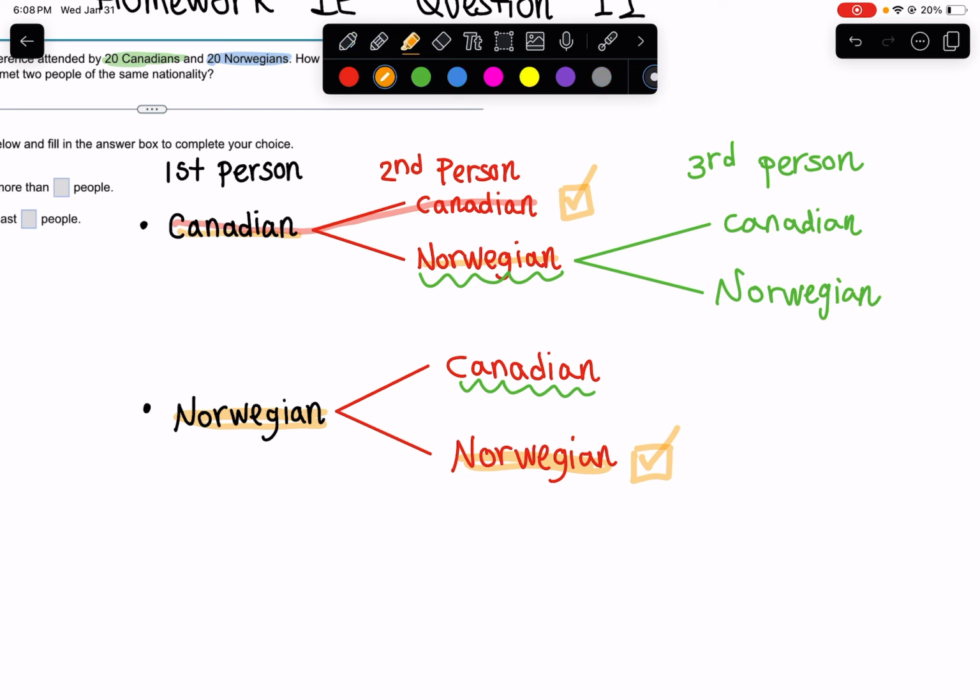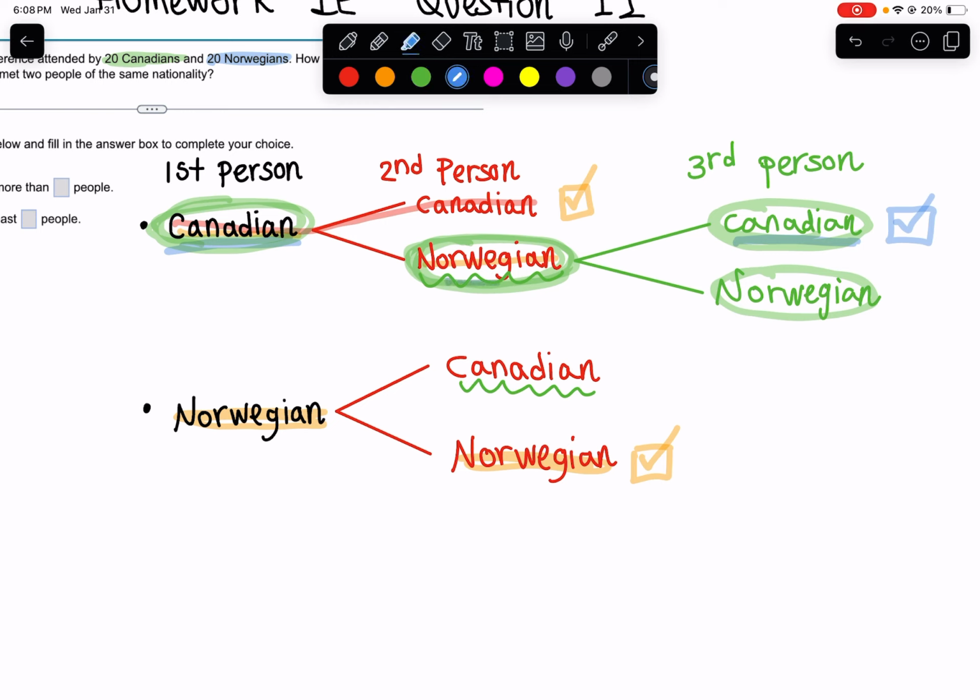Now, think about the first case for me here, okay? If I started with the Canadian and the next person I meet is a Norwegian, if the third person I meet is Canadian, look, the third person I met and the first person I met are from the same country. So I'm done there, okay? If I look at the second one, starting with Canadian first, second person is Norwegian, and the third person is Norwegian, then look, the second person and third person I met are from the same country. So by the third person, it's going to happen, okay?